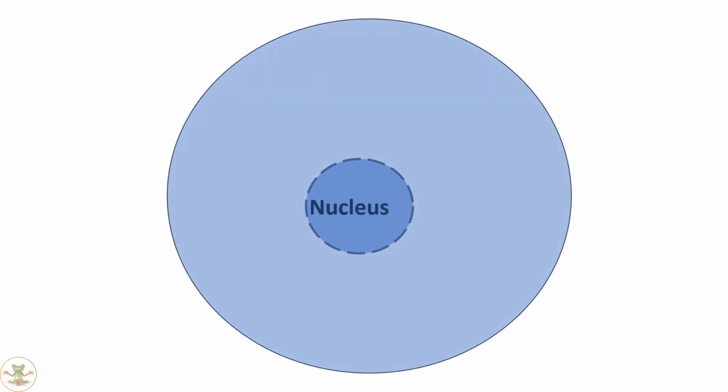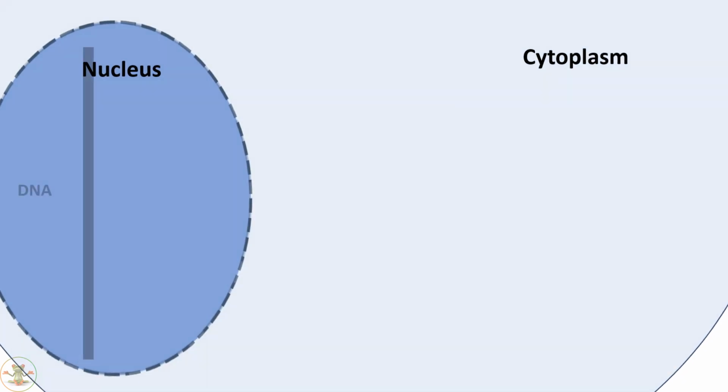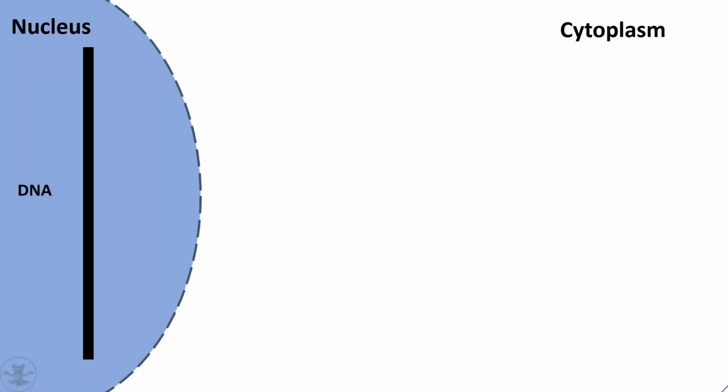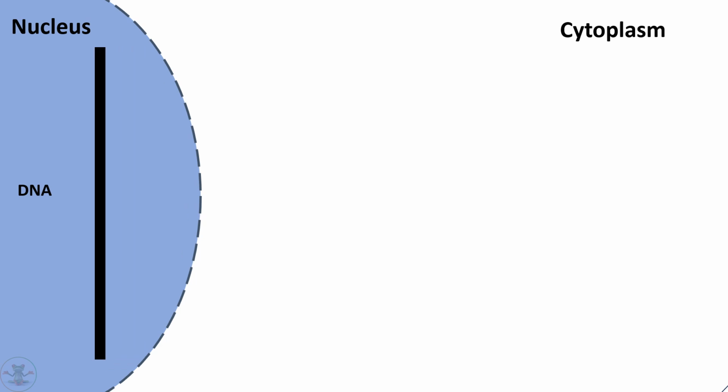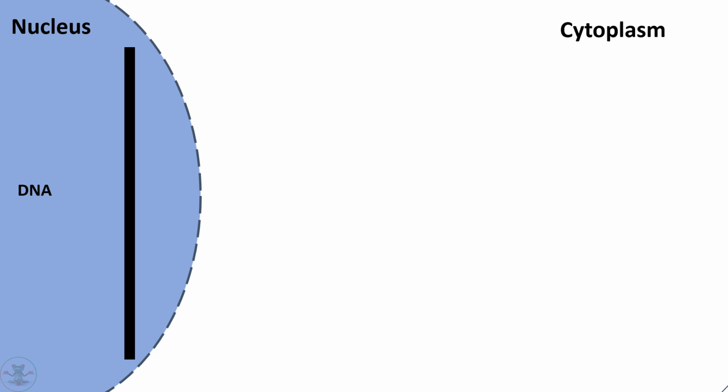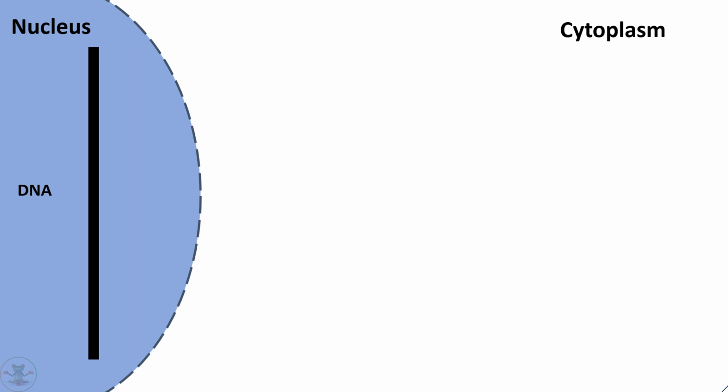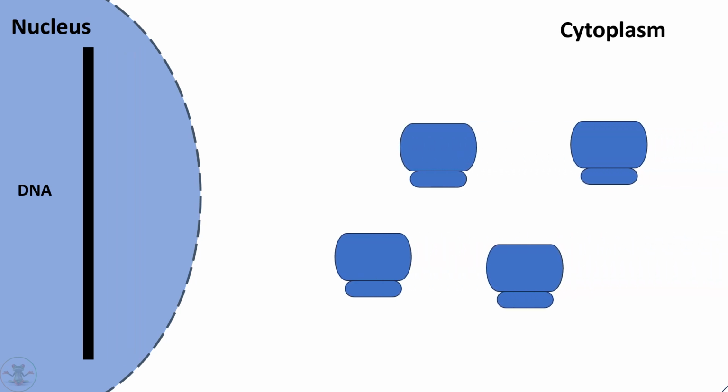Here we see the nucleus in the cytoplasm of a typical animal cell. Let's have a closer look. We've just shown DNA as a simple line for the moment. The problem that it has is that it can't get out through the nuclear pores. It needs to get its code to the ribosomes in the cytoplasm. You can think of these ribosomes as protein factories, but they can't make proteins without the code from the DNA.